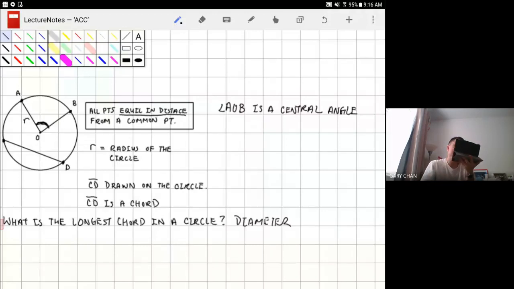Angle AOB is what we refer to as a central angle. And a central angle, there are actually two ways of thinking about this. Do you guys know what I mean by two ways of thinking about this? There's actually two different angle AOBs here. Can you understand why?